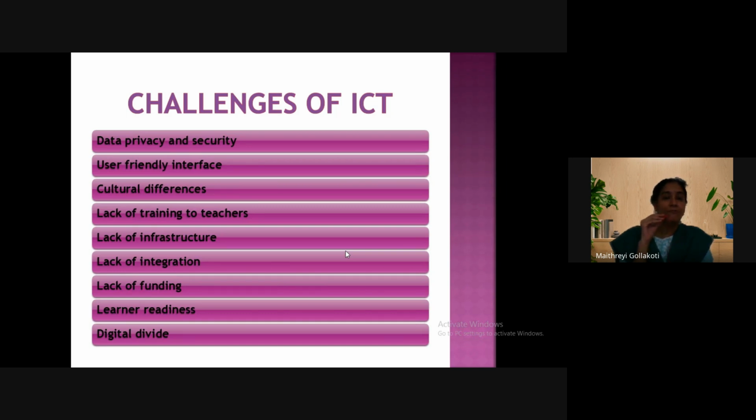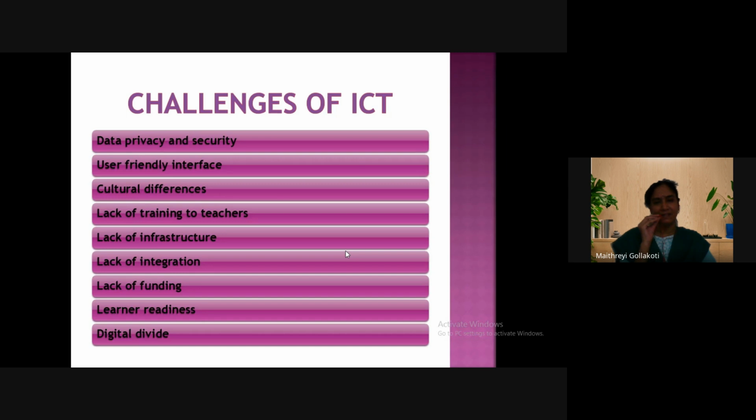And next, user friendly. Any technology should first be user friendly. Only then will people be able to use it happily. So that is why ICT tools should be made in such a way that they are easily used by the users. Next, cultural differences.